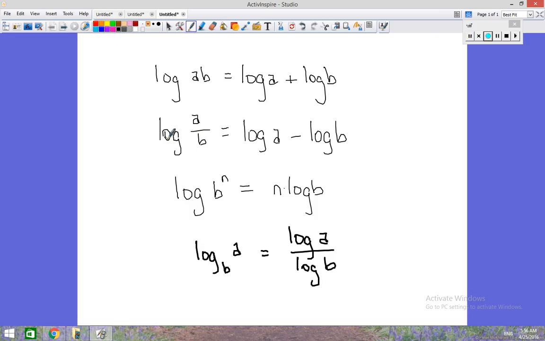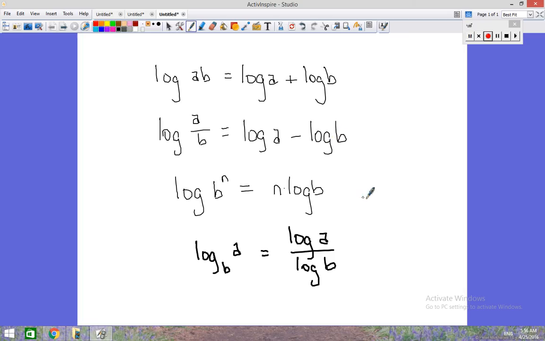If you have the log, in this case my examples here are a common log, but it applies to any base, not just base 10. If you have the log of a fraction, you can break this up into two logarithms by taking the log of the numerator minus the log of the denominator. So if you had some number like 24, you could rewrite 24 as 48 divided by 2, and log of 48 minus the log of 2.